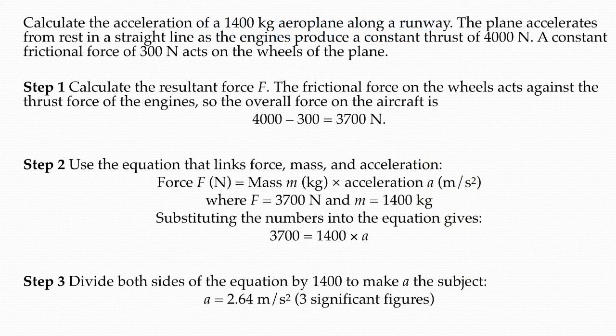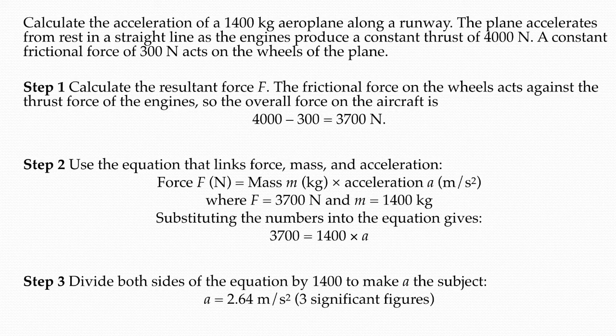In our second example, we have to find the acceleration of a 1400 kilogram aeroplane, which is travelling along a runway. The plane accelerates from rest in a straight line as the engines produce a constant thrust of 4,000 newtons. A constant friction force of 300 newtons acts on the wheels of the plane.